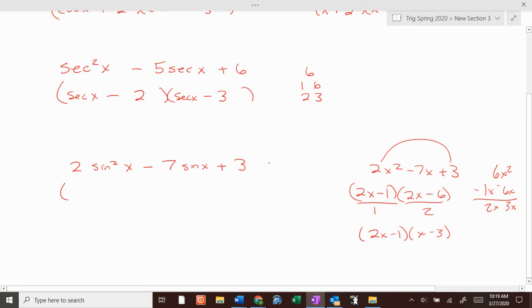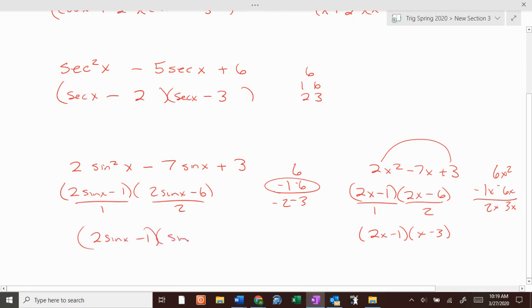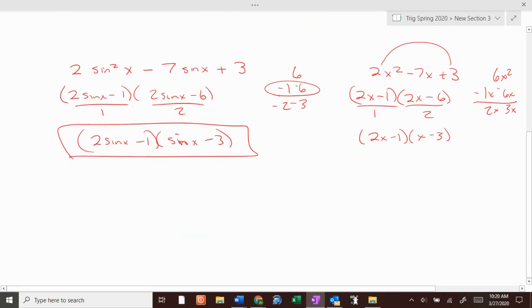So multiply 2 and 3 to get 6. Factors of 6 are 1 and 6 and 2 and 3. If they're both signs the same, they're both negative, it has to be this one. So you go 2 sine of x minus 1 and 2 sine of x minus 6. Factor out the greatest common factor of each. And it's 2 sine of x minus 1 times sine of x minus 3. Okay, let's try that for a different question.